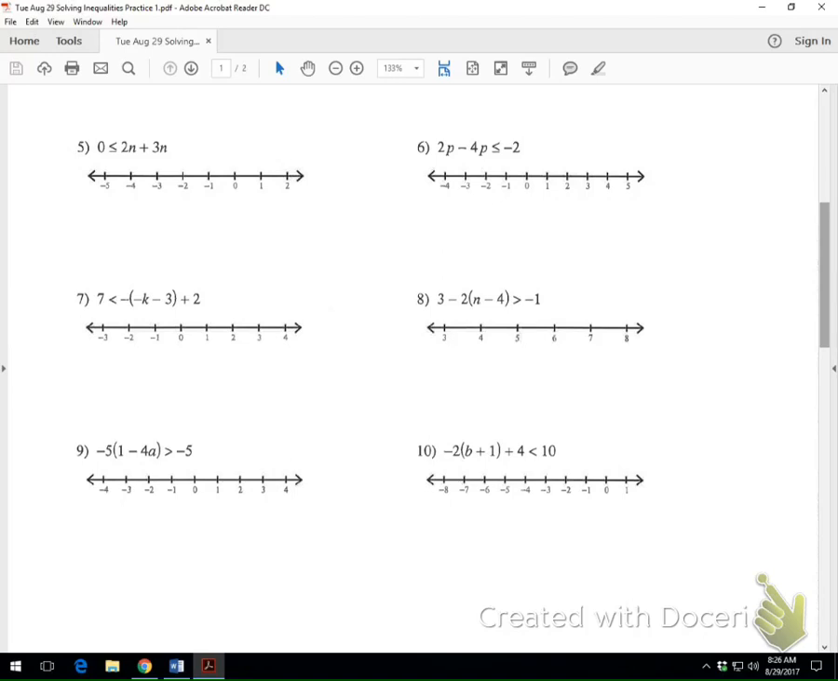Okay, can I combine anything? Okay, 2n and 3n. So I have this: 0 is less than or equal to 5n. Now, do I need to do a mirror image? Okay, move that there, flip my sign. So I get 5n greater than or equal to 0. Divide by 5. I get n and 0, right? Is my n negative? Nope, so the sign stays the same. Greater than or equal to. So open or closed? Closed. Shade to the left or to the right? To the right.